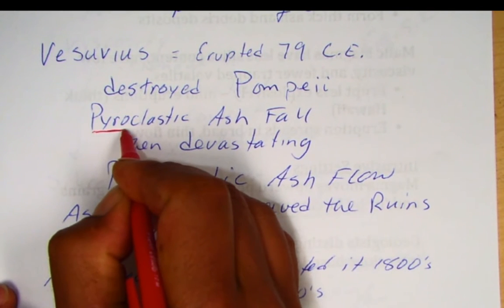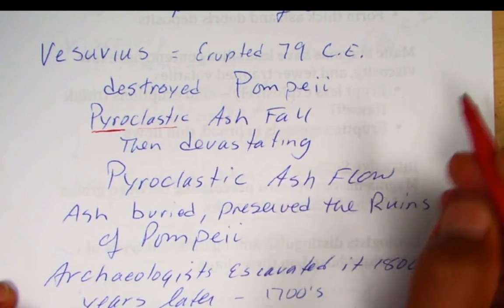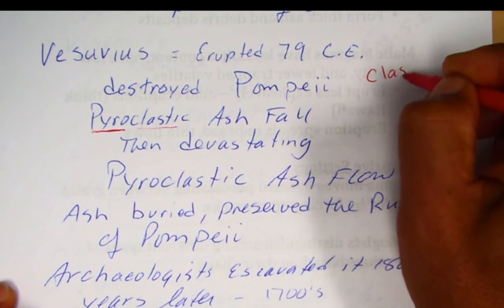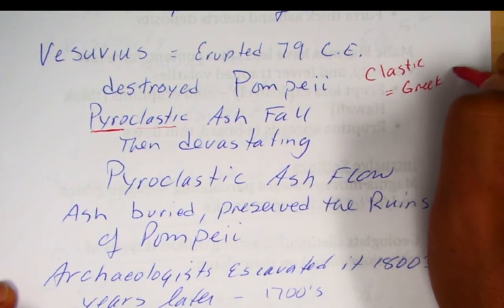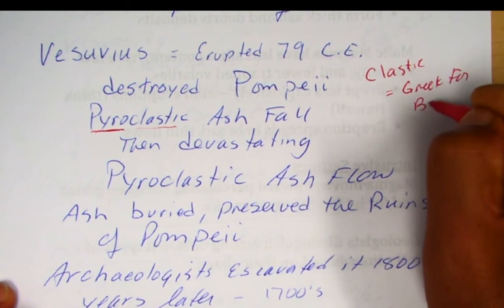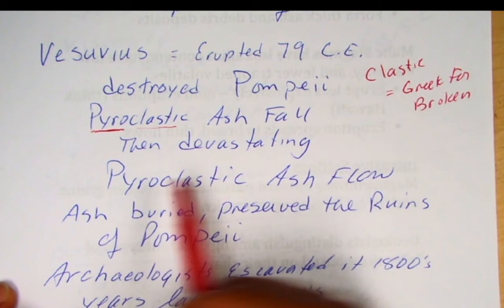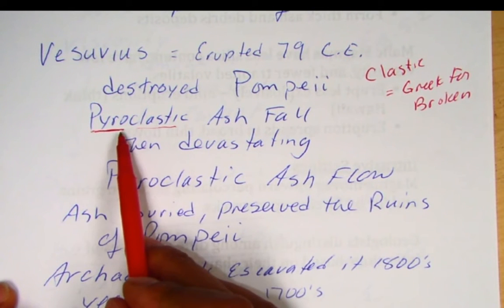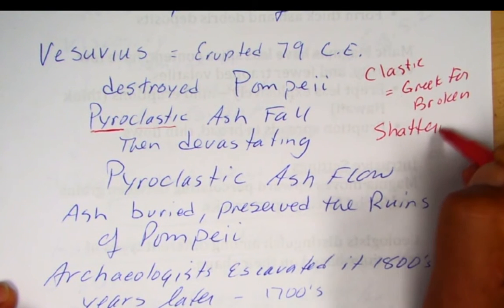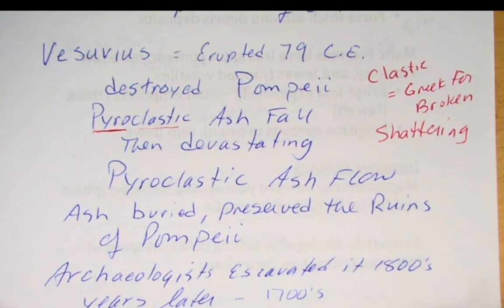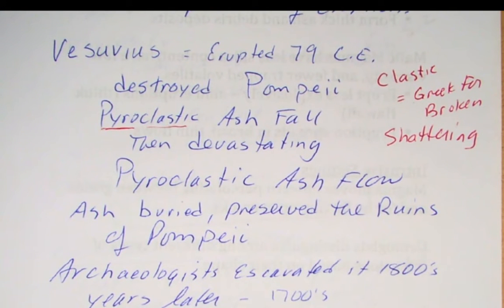Pyro means fire. But this clastic term, we want to point out, is a Greek term, so we'll say Greek for broken. So somehow we're going to have material broken by fire. What happens is that there's a shattering. Because this type of magma is very rich in gas, when that gas expands very rapidly as the eruption occurs, it shatters the magma. So that's what we call pyroclastic material.